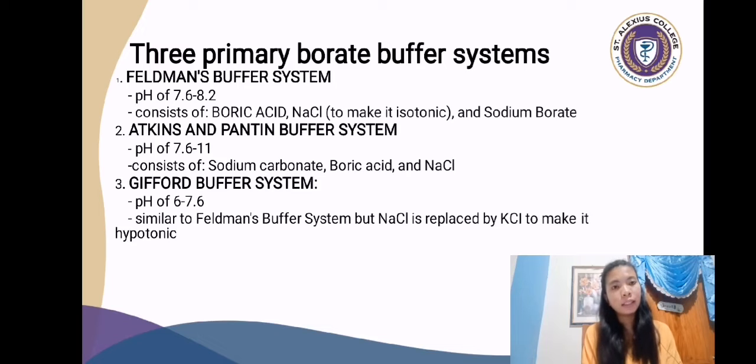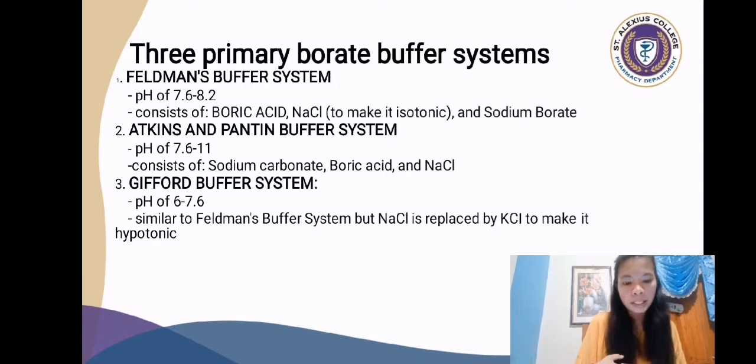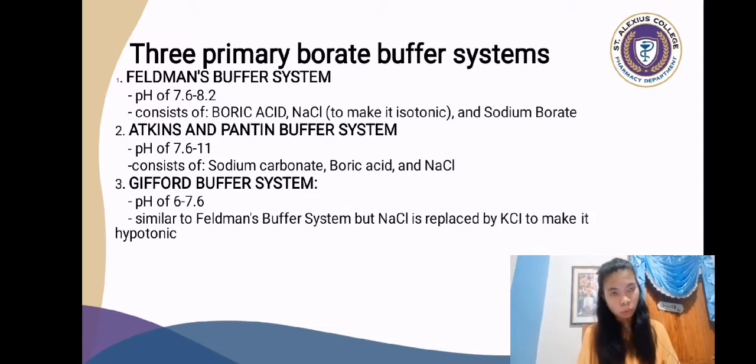Ang Gifford buffer system naman, the pH of this is 6 to 7.6. It is similar to Feldman buffer system, but NaCl is replaced by KCl to make it hypotonic. Similar lang daw siya sa Feldman buffer system, pero yung NaCl or the sodium chloride, na-replace lang ng potassium chloride to make it hypotonic. So, hypotonic naman, it's having a lower osmotic pressure. Yun ang pagkakaiba ng Feldman at ng Gifford buffer system.